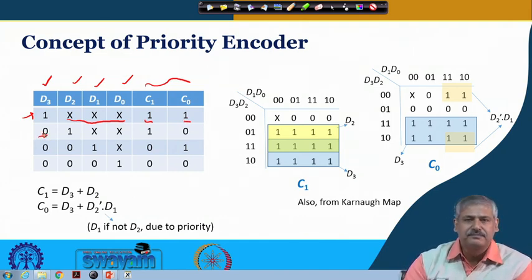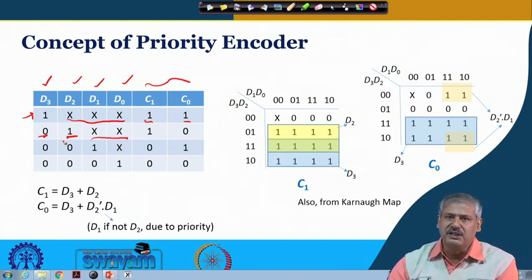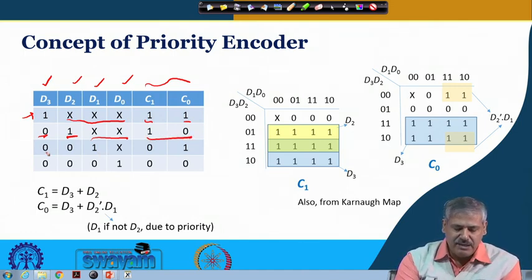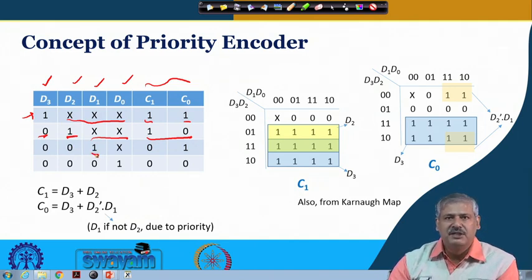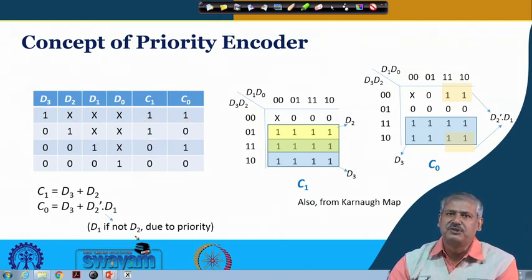When D3 is 0 and D2 is 1, irrespective of the other inputs, whether D1 or D0 is present, we do not care about it. The output will represent D2 only, and we encode D2 as 10. Similarly, if D3 and D2 are 0, then D1 will be seen in the output irrespective of whether D0 is simultaneously pressed or not, and finally D0, which is 00. So, this is what we see as the truth table.